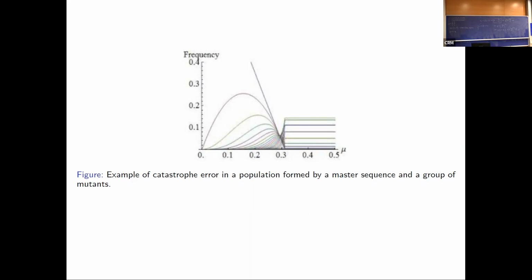So how can you combine? If you are very complex, your mu must be tiny. But on the contrary, there are complex current systems which are really very, very complicated with long information, and this does not happen. So which was the idea suggested by Eigen and Schuster?